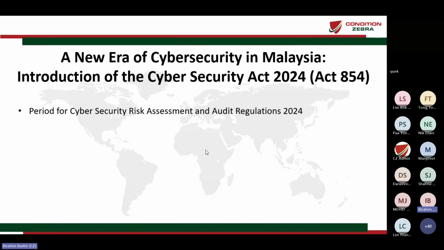or what they call 4 regulations. So the first one is the period of cybersecurity risk assessment and audit regulation. It actually defines a specific period for how frequently or how long each organization should be performing cyber risk assessment and audit. So there's a particular regulation that comes together with this law.